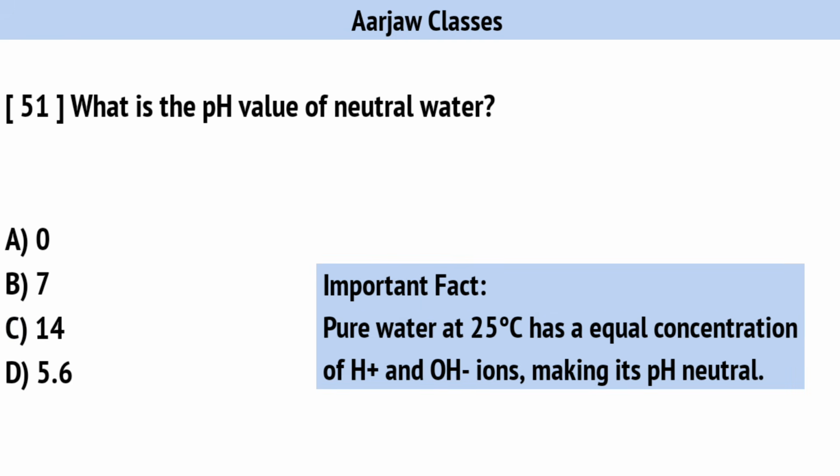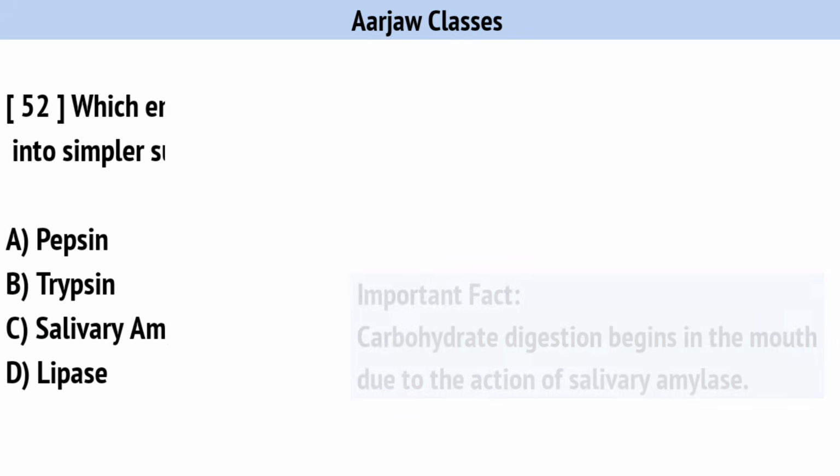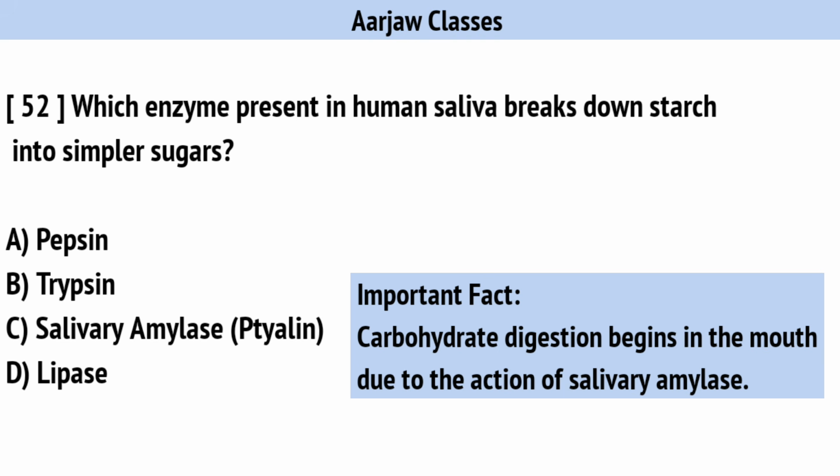What is the pH value of neutral water? Correct option is B. 7. Which enzyme present in human saliva breaks down starch into simpler sugars? Correct option is C. Salivary amylase.